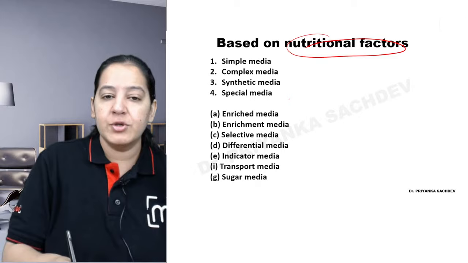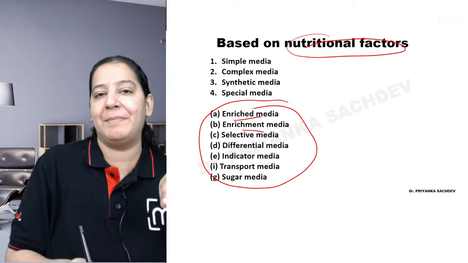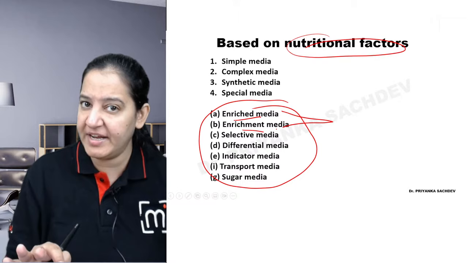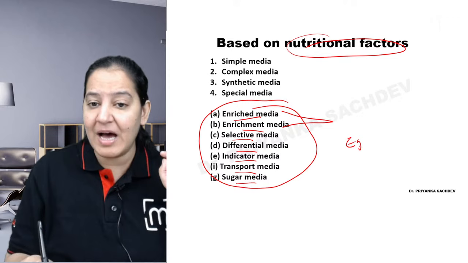So based on nutritional factors, basically they are of six types. We have to understand the difference between them and examples of them. What is enriched media? What is enrichment media? Now, most of the students have confusion here. Enriched and enrichment, they are entirely different. Only the spelling matches, but they are entirely different. What is selective media? What is differential media? What is indicator? What is transport? What is sugar? And you should know the examples with the diagrams of all of them.